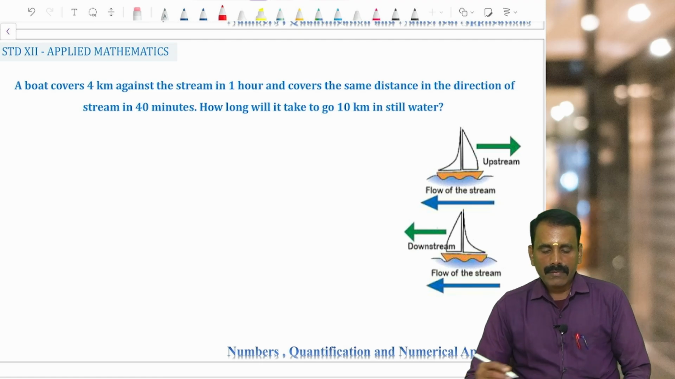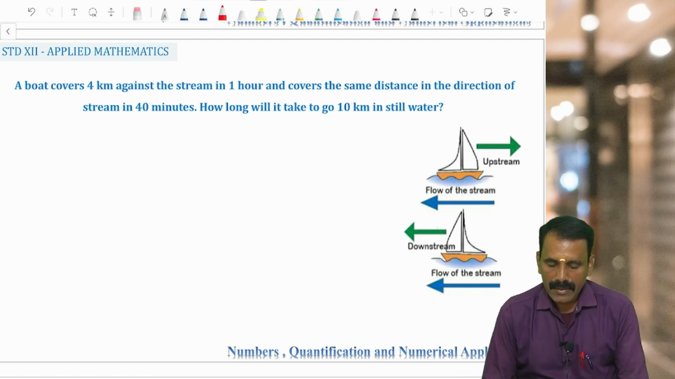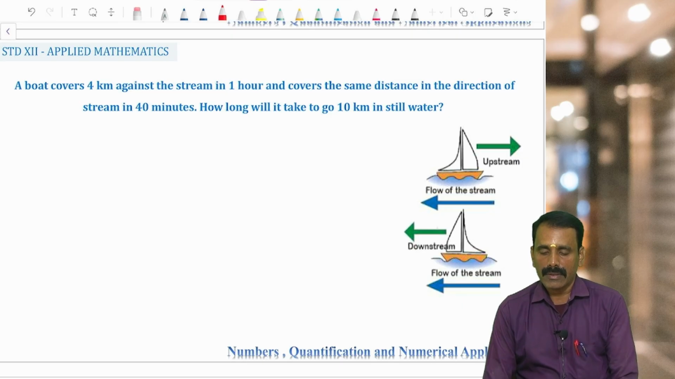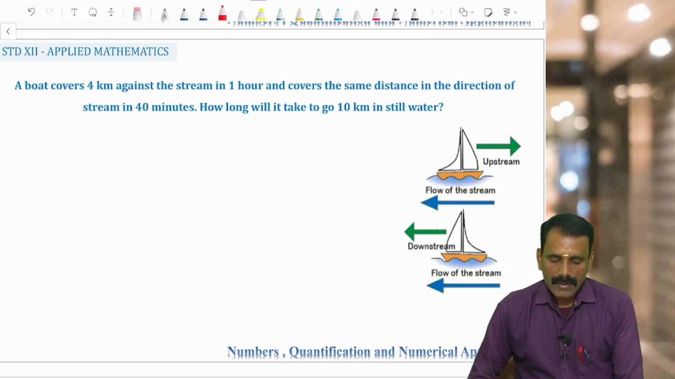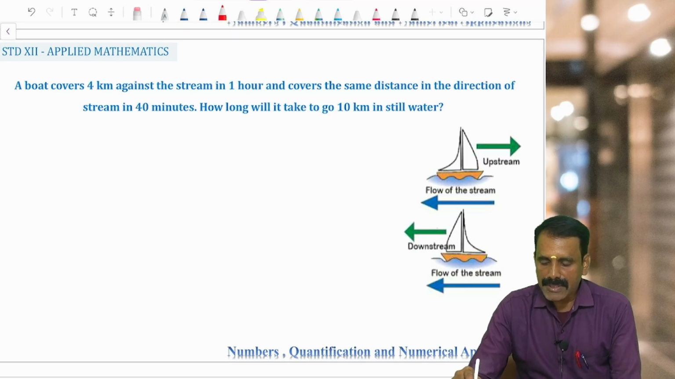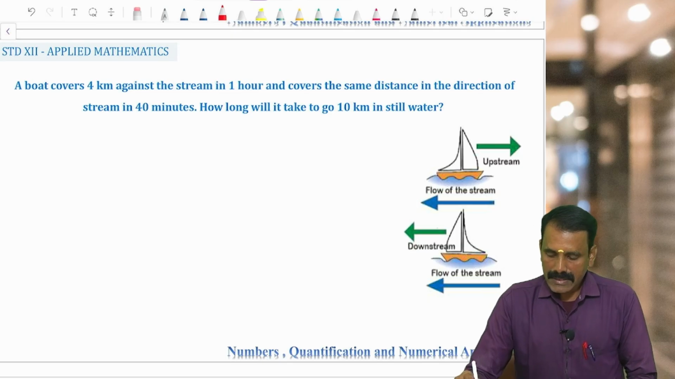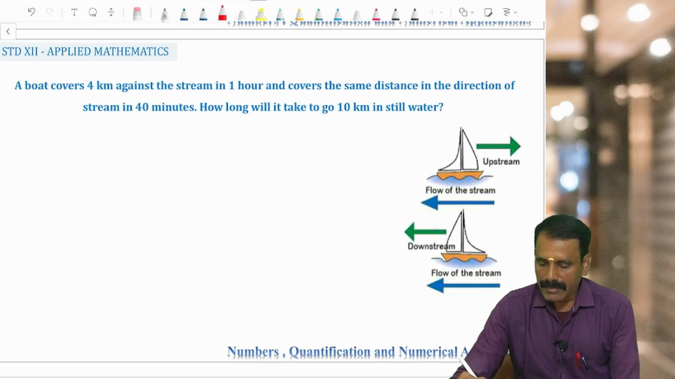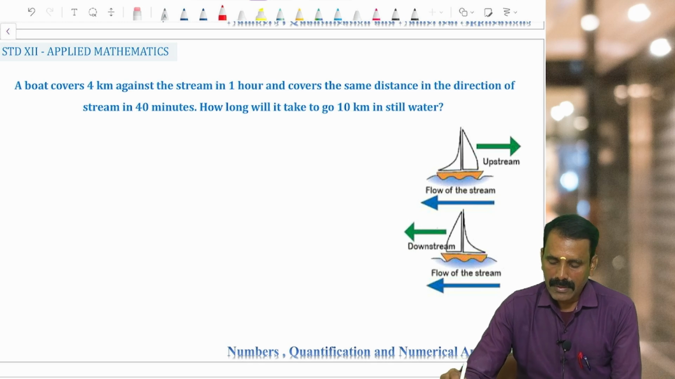A boat covers 4 km against the stream in 1 hour and covers the same distance in the direction of the stream in 40 minutes. How long will it take to go 10 km in still water? They have given very clearly the boat covers 4 km. So it is going to cover 4 km upstream as well as downstream. And it takes 1 hour for upstream and it takes only 40 minutes to cover the downstream.